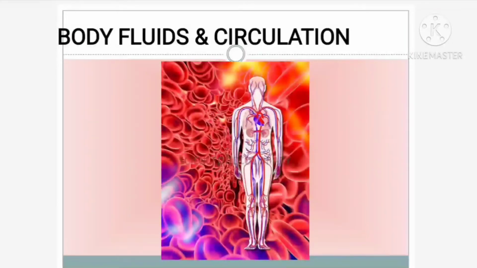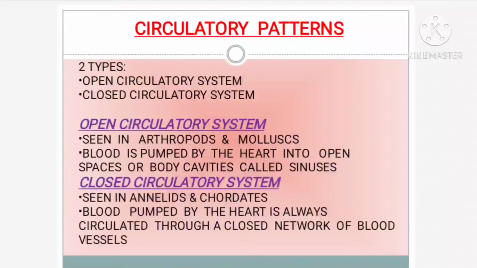So we are continuing with our chapter body fluids and blood circulation. In the last class we discussed body fluids. Now we are going to discuss blood circulation, circulatory patterns. There are two types of circulatory pattern. What are they? One is the open circulatory system and another one is the closed circulatory system.